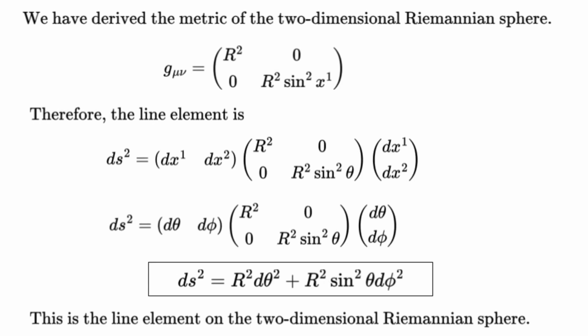We have derived the metric of the two-dimensional Riemannian sphere. Therefore, the line element is. This is the line element on the two-dimensional Riemannian sphere.